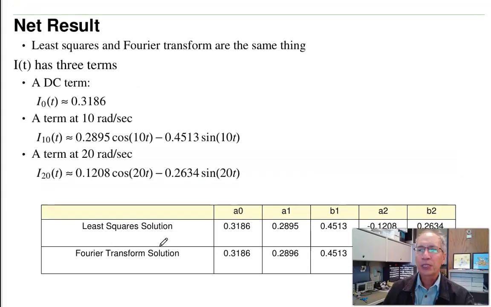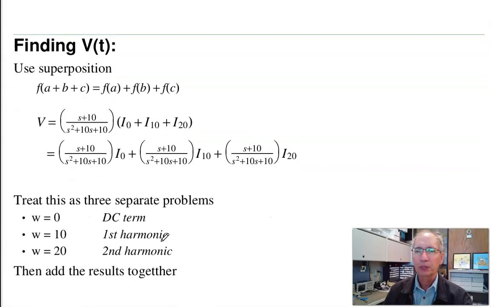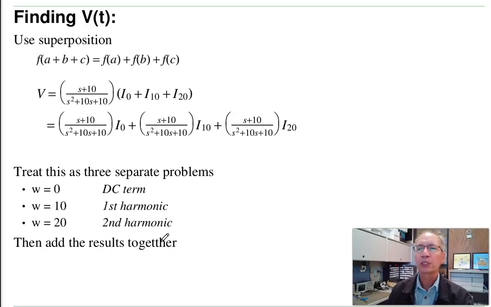So at this point I have a sinusoidal representation of my input, I of t. Find the output, find the voltage. Well, here's where I use superposition. Superposition states that if I have a differential equation with 3 inputs, I can treat that as 3 separate problems. Find f of A, f of B, f of C, add the 3 answers together, and that will be your total answer.